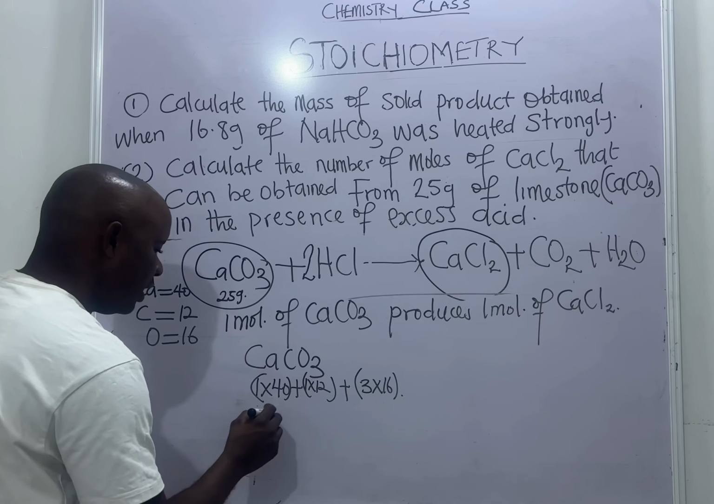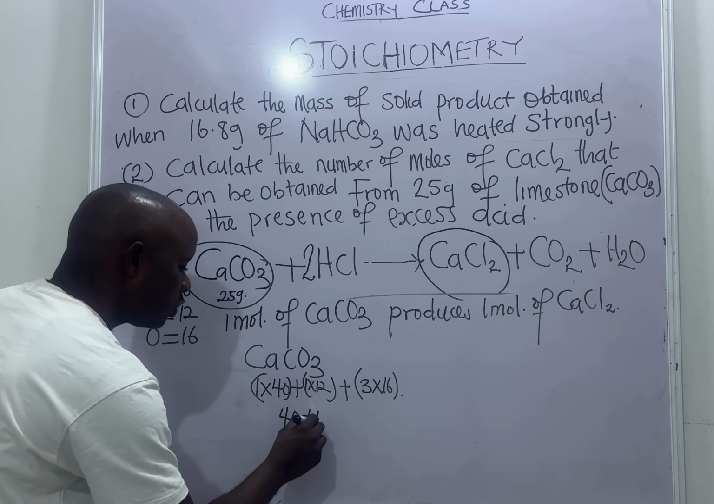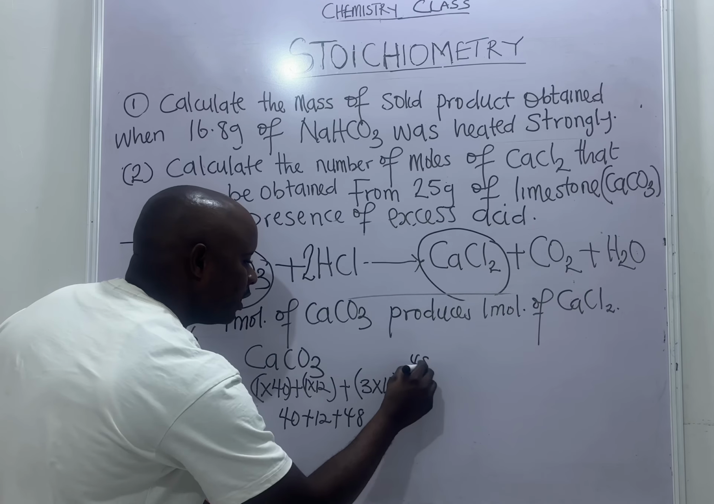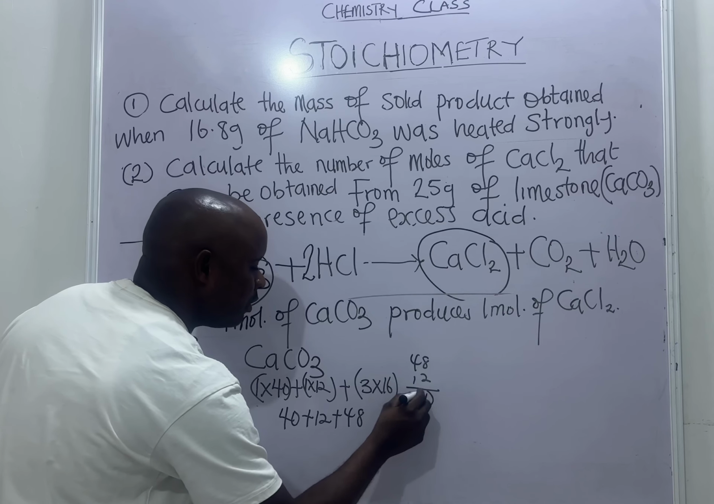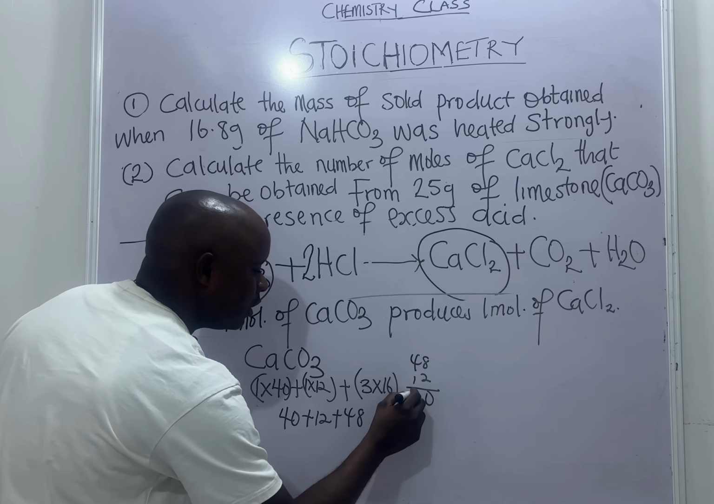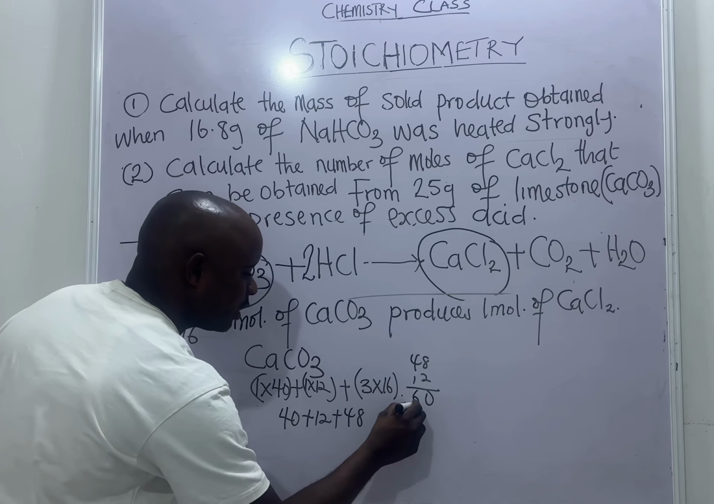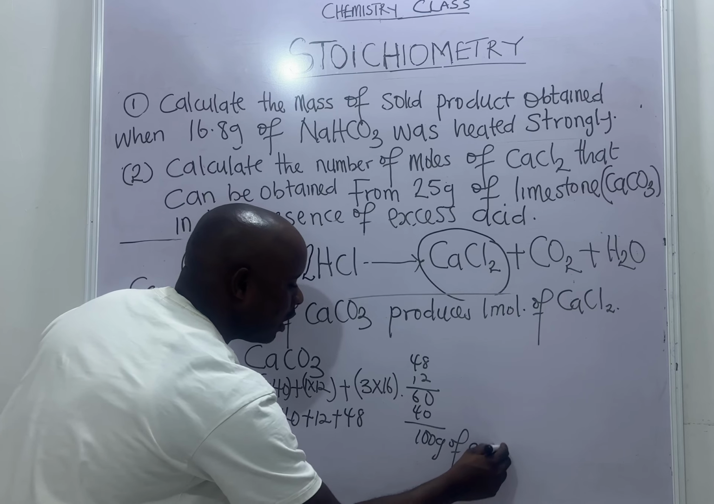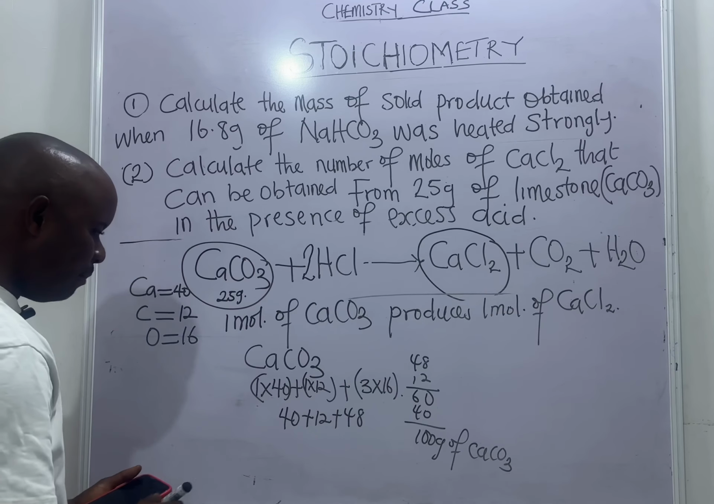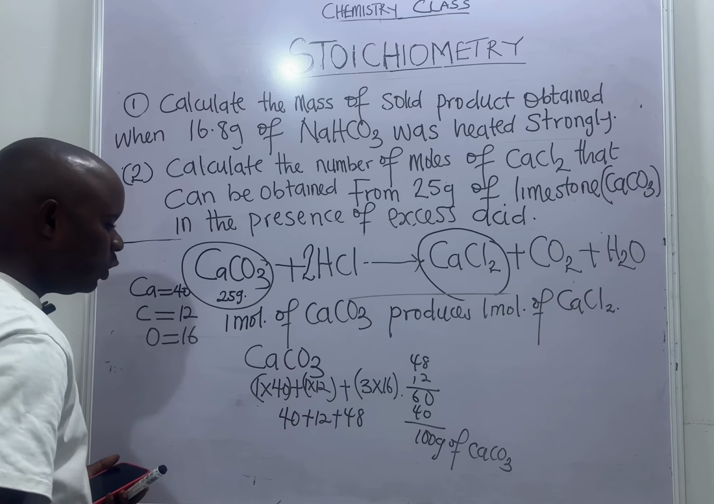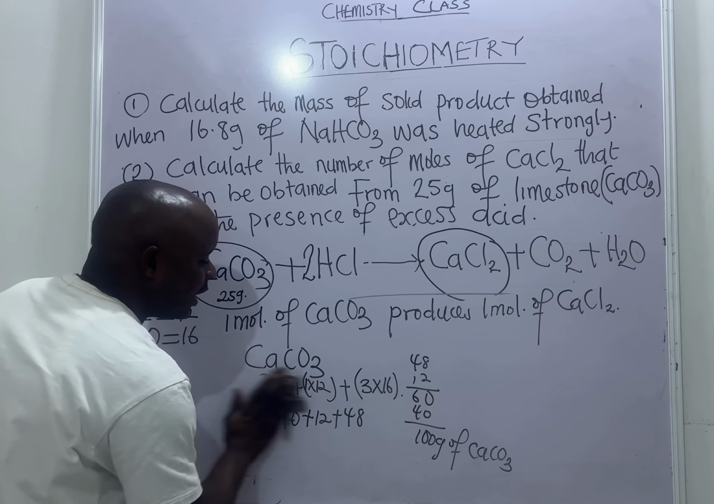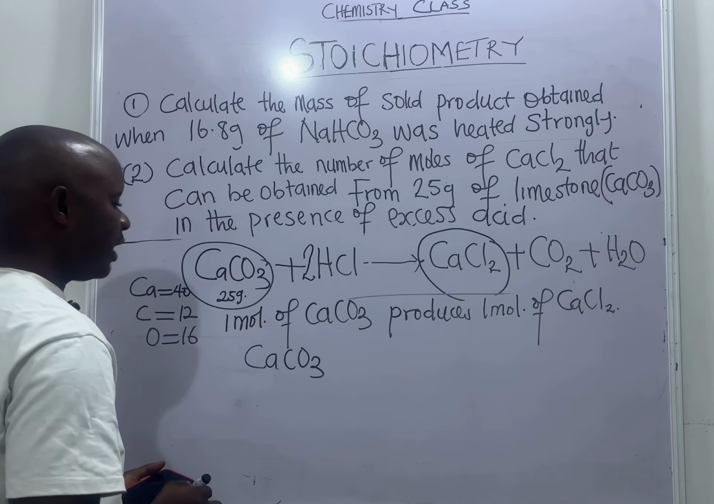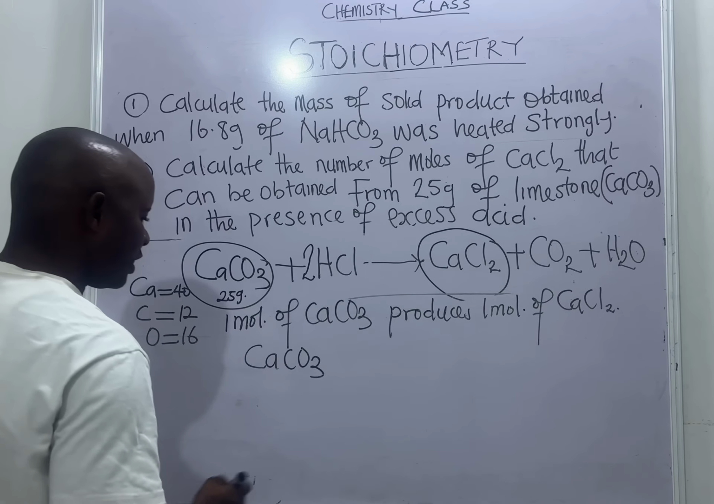So we have 40 plus 12 plus 48. 48 plus 12 is 60, and 60 plus 40 gives 100 grams of calcium carbonate. So the molar mass of calcium carbonate is 100 grams per mole. So we can look for the number of moles of this reactant that reacted to give the calcium chloride.